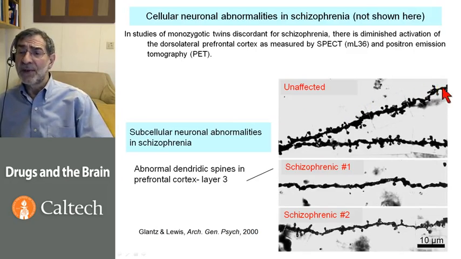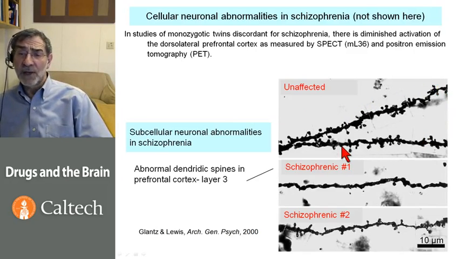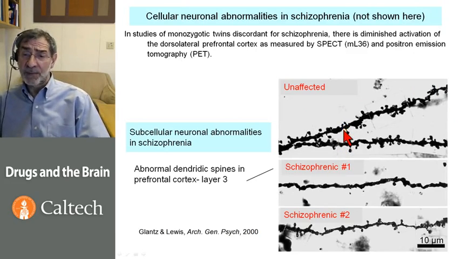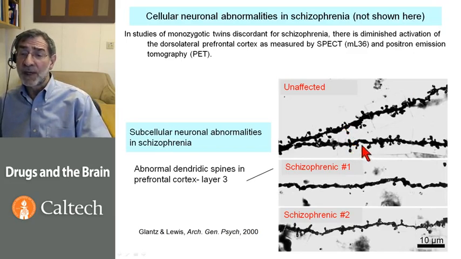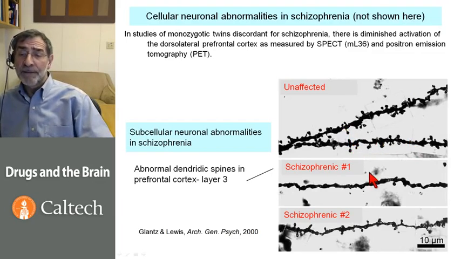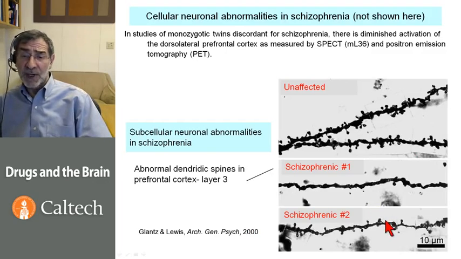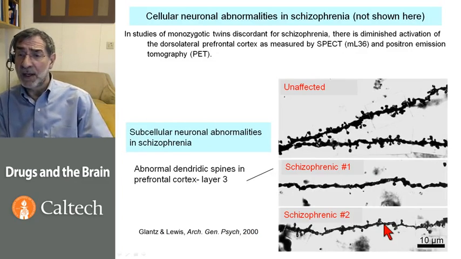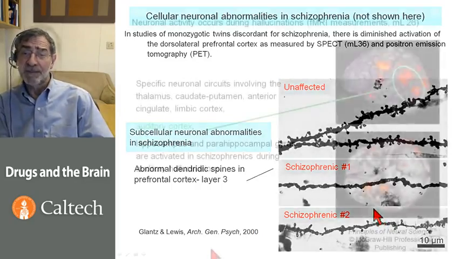Here is a typical part of two dendrites from the cortex of a brain of a normal person at postmortem. You can see lots of spines, presumably with lots of synapses on them. In these two schizophrenic brains, the dendrites are about the same diameter, but they have many fewer spines. And this seems to be a reproducible finding.